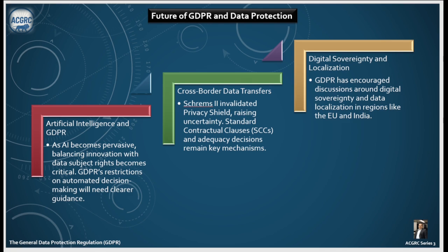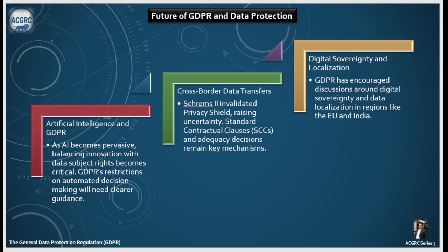Now, what's this? In simple language, cross border data transfer happens when a company in one country sends personal data to another country. In simple words, it's like sharing people's personal data across country borders, such as sending data from Europe to US or India.